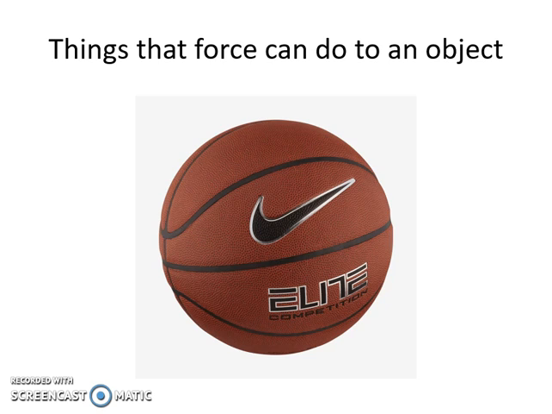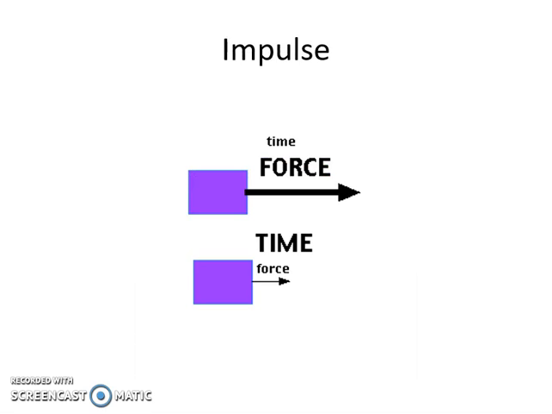When the ball is passed to a player, the ball then accelerates, but then when the player catches the ball, it then decelerates. And finally, it can change the shape of an object. When the ball is bounced on the floor, the basketball will then change shape from the force being applied down and up. Impulse is the change of momentum of an object when the object is acted upon by force for an interval of time.